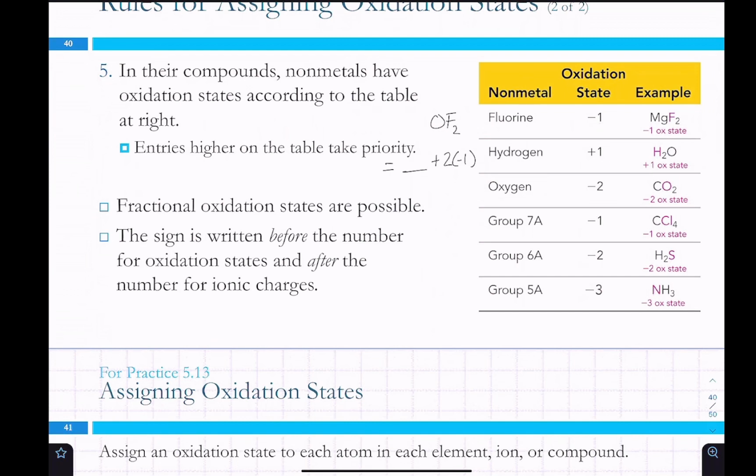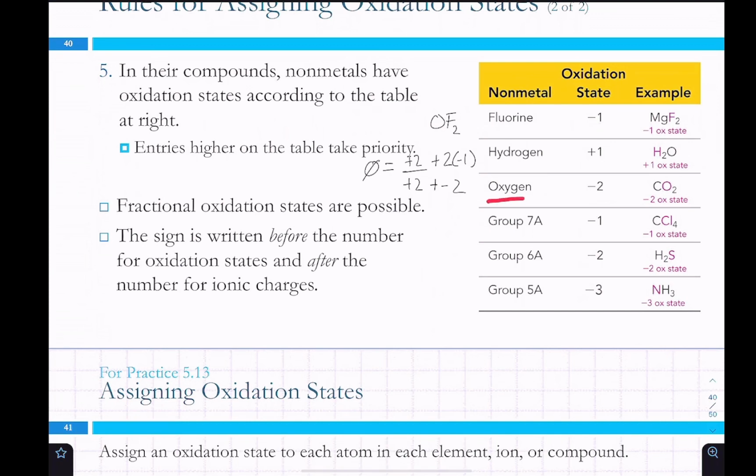What's the overall charge have to be? No, so the overall oxidation state. Dang it, I did it. So the overall oxidation state for the compound has to be 0. Well, I said charge, but I meant oxidation state. Anyways, so overall oxidation state has to be 0. So the oxygen has to be what? +2. So this will be +2 plus a -2, and that'll equal 0. So that's how this hierarchy thing works.